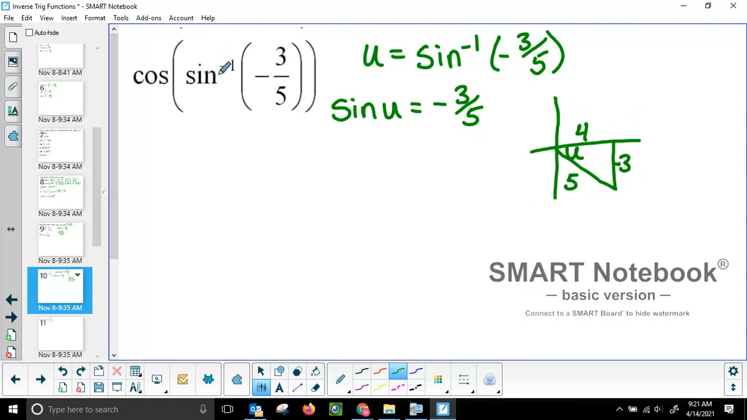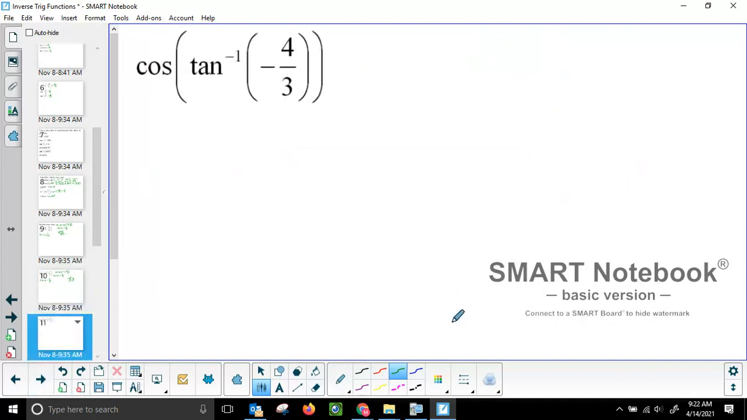Right, so since u equals all of this stuff, what I'm really looking for is cosine of u. Well, cosine is what over what? Adjacent over hypotenuse. So that's just 4/5. Done. So these really aren't that terrible. Okay. All right, go ahead and try this one.